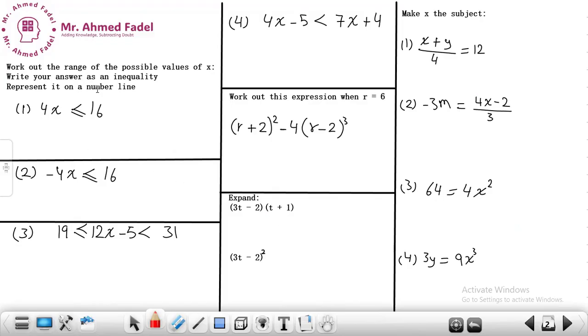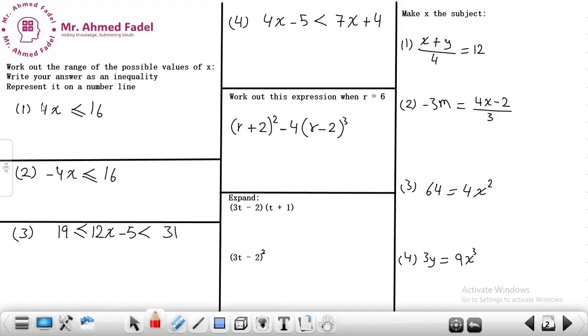Here, they wanted to work out the range of the possible values of x. "Mister, what does this mean?" It just means to solve the inequality and write your answer as an inequality represented on a number line. "Mister, the possible values are unlimited, they are endless." Yes, they just want you to write it as an inequality, then represent it on a number line.